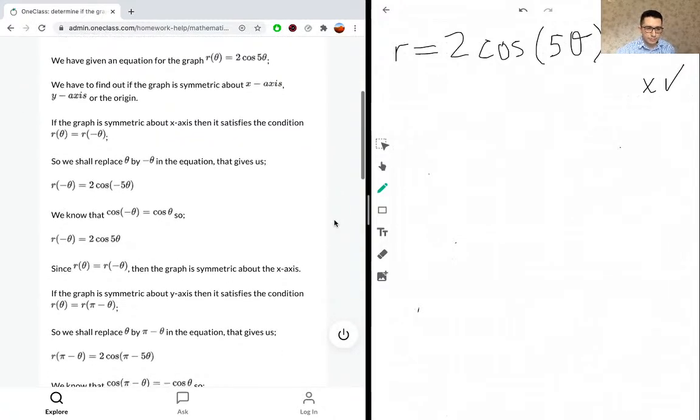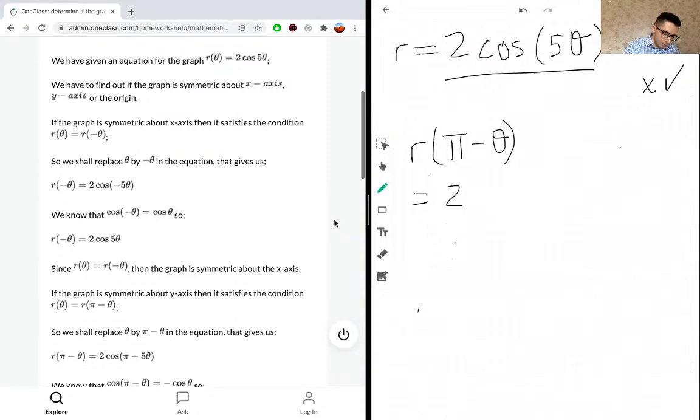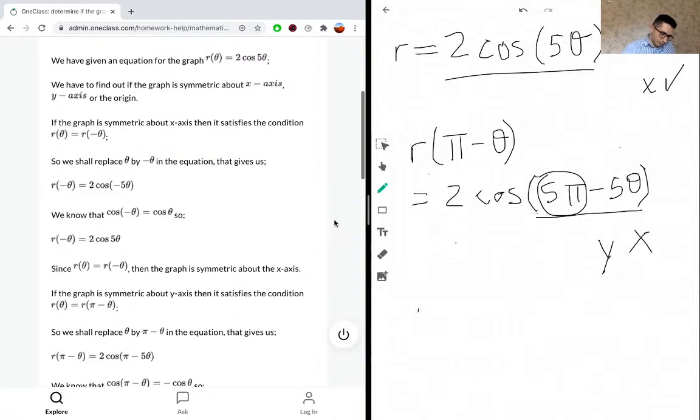So here we want to test, we know r theta will equal this. So r pi minus theta will equal 2 cos 5 pi minus 5 theta. Here we can see that we can't really simplify this easily to get both sides to be equivalent. We could try to expand this out, but we can make a judgment call here, and you can see that this can't really be simplified into 5 theta because we have the extra 5 pi term here. So we know that there's no y-axis symmetry. We only have x-axis symmetry so far.